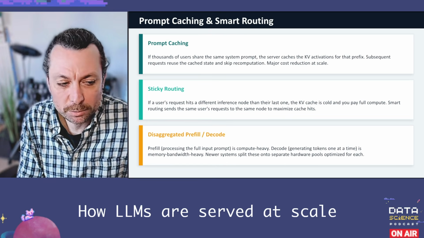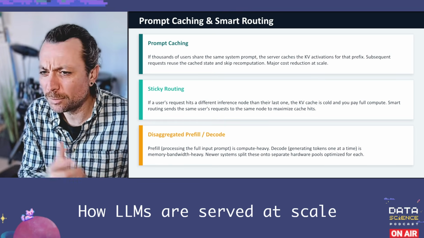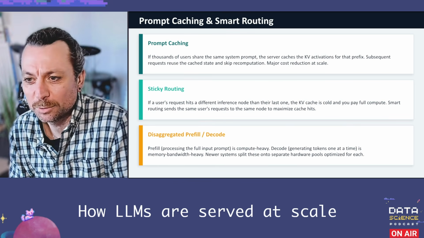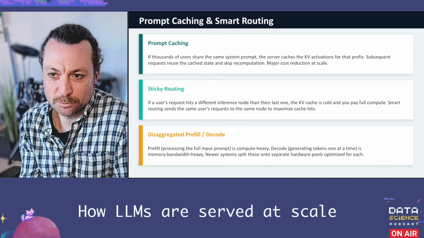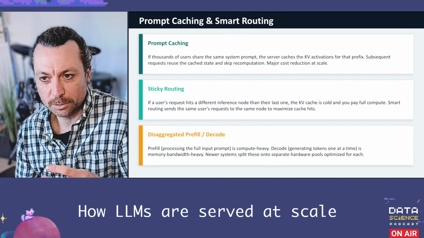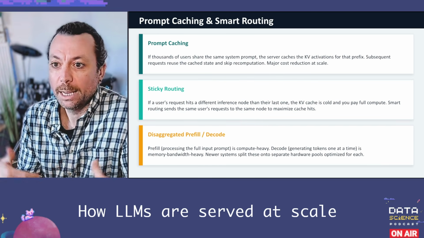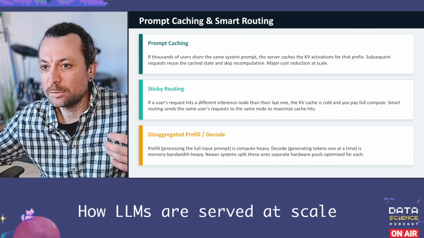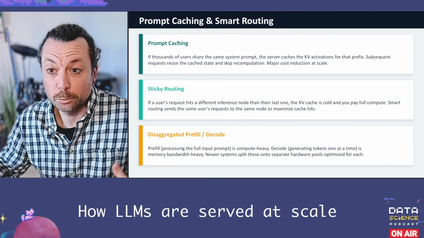Another very important concept that they use in production is called sticky routing. And this is a very nice one. It's a very nice piece of engineering and a nice finding, I would say, because if a user's request hits a different inference node, okay, nodes are these machines that are part of the cluster, okay? Why do we have multiple nodes? Because we have to serve millions of people or more at the same time. So there is this horizontal scaling that you need. You need to spawn several instances of large language models because you want to serve more and more people, right? So you need more and more machines.